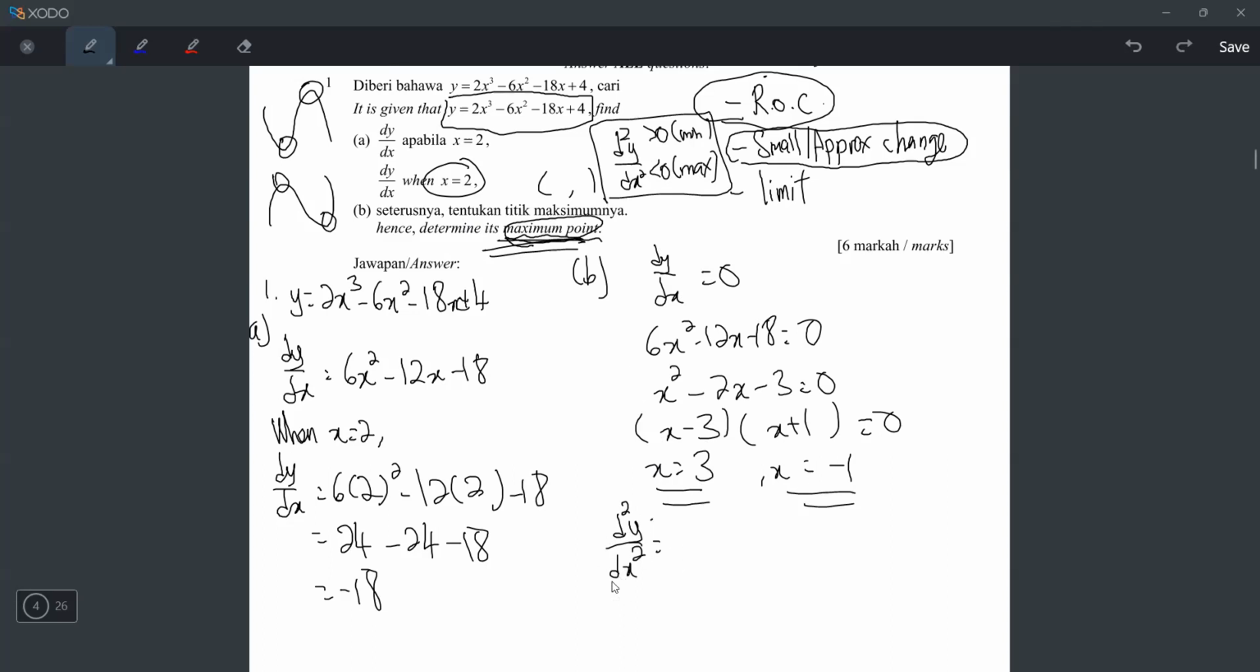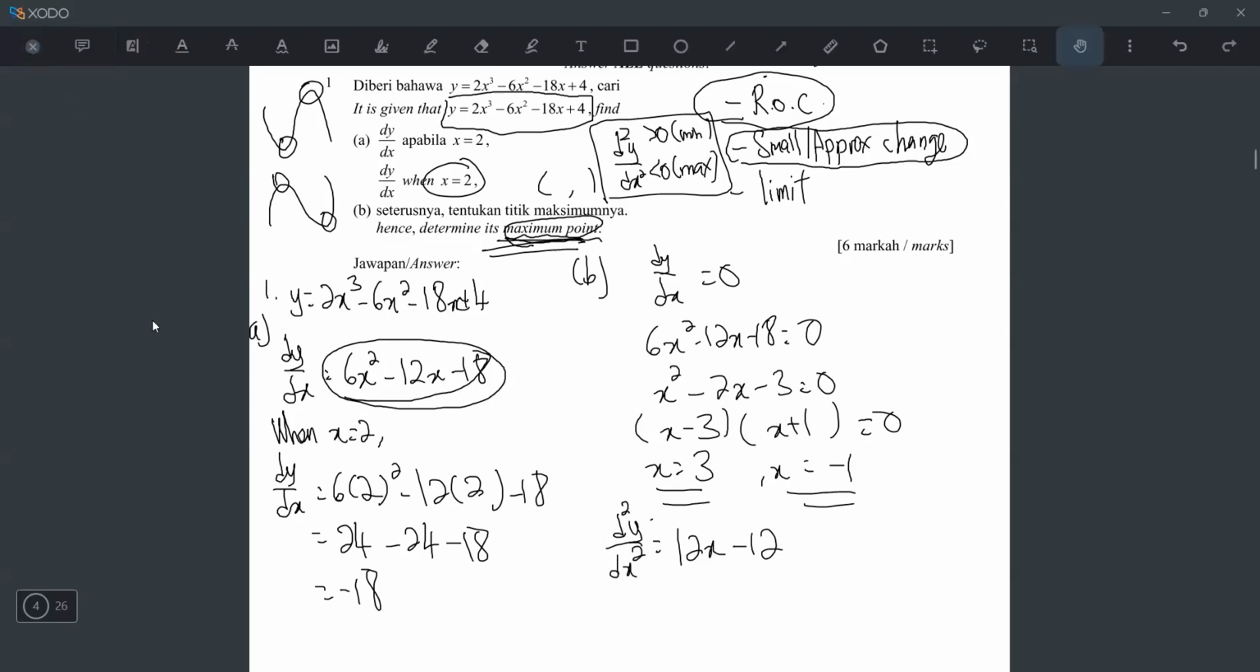And how do you test? First, you need to get your second derivative. So this one, the one I circle now, is the dy dx, meaning differentiate once. So what about the second derivative? It means differentiate this once more, because second derivative means differentiate twice. So what if I differentiate this again? Differentiate 6x squared is 12x. Differentiate negative 12x is negative 12. Differentiate negative 18 is 0. So you end up with this. So this is the second derivative.